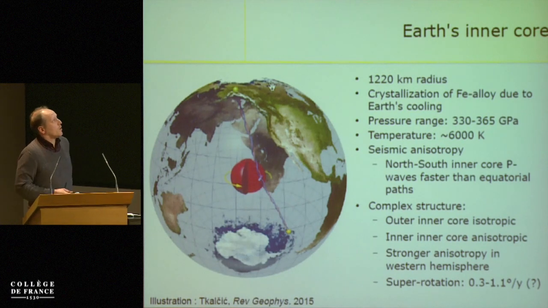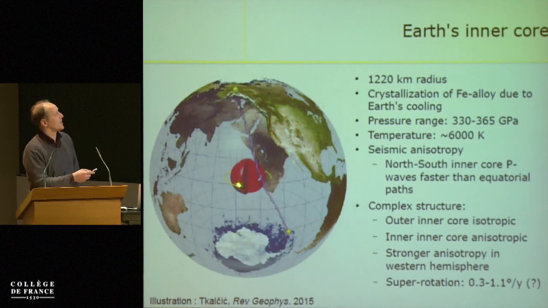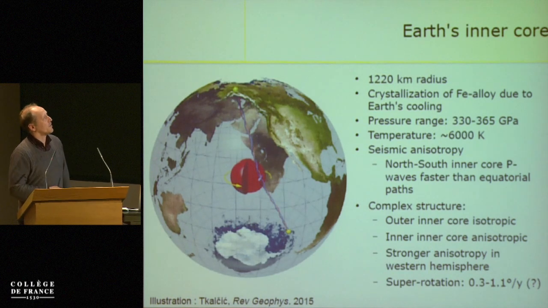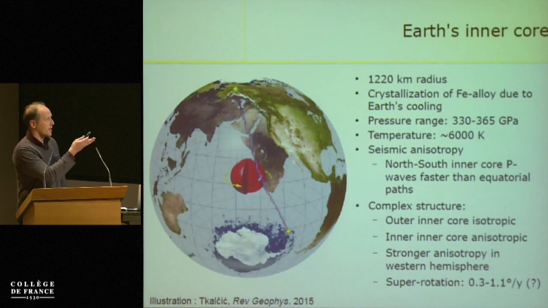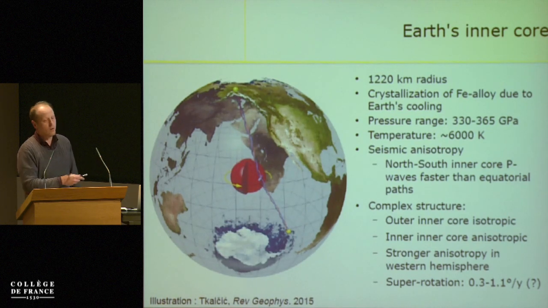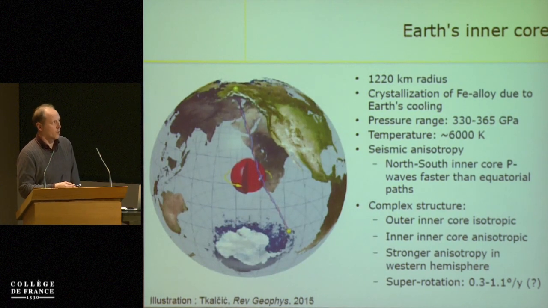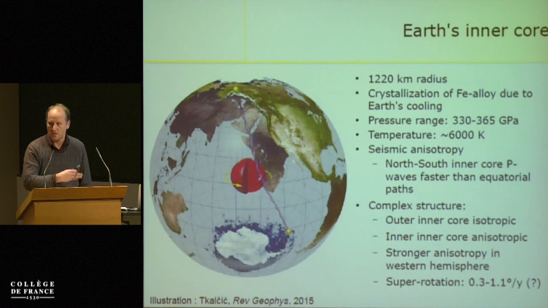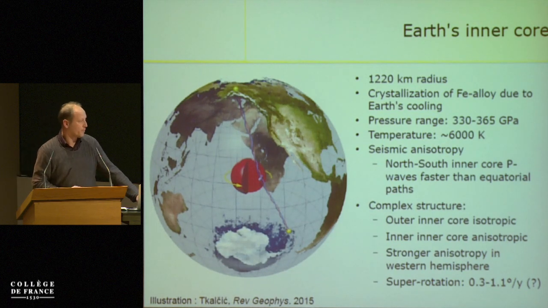So the Earth's inner core is a small sphere at the very center of the Earth, 1,200 kilometers in radius, and there are many things that go on in the inner core. There's a big literature about it, but one thing relevant to this meeting is that there is anisotropy: waves that travel north to south are faster than waves that travel east to west. The structure is even more complex than that, with the outer inner core being isotropic, the inner core being anisotropic, and different between hemispheres.